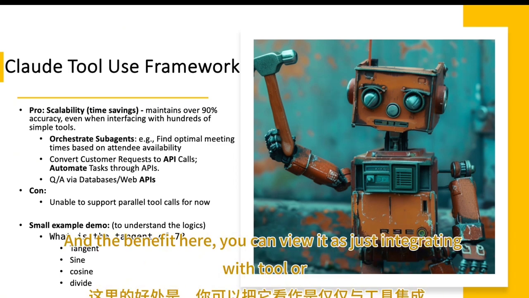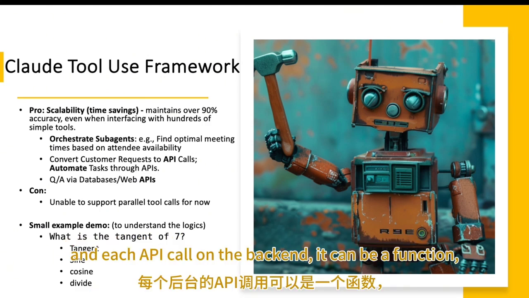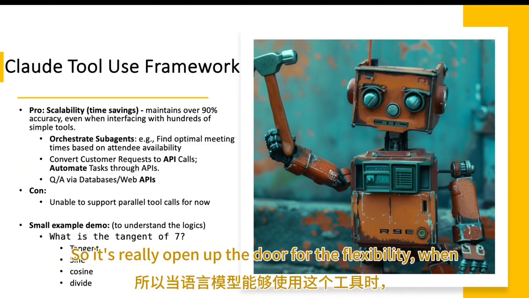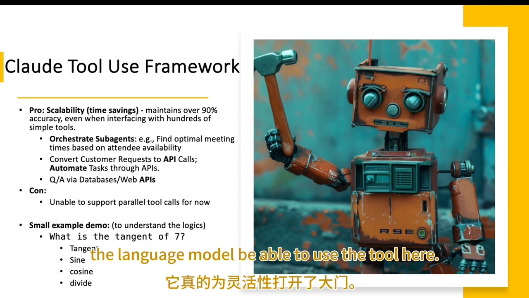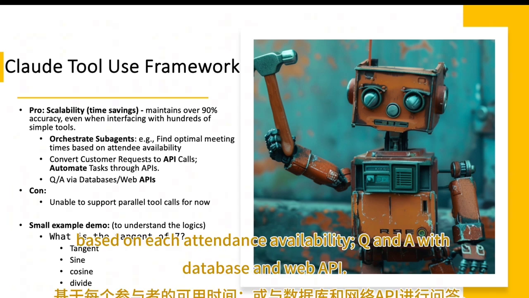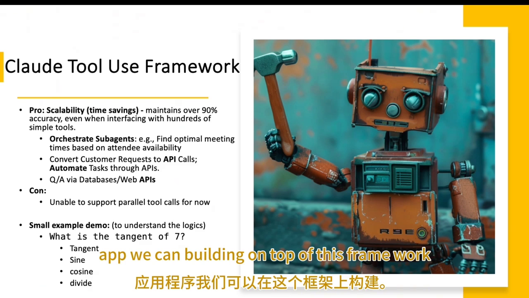And the benefit here, you can view it as just integrating with tools, where each tool is an API call. And each API call on the backend can be a function, a sub agent, or a web API. So it really opens up the door for flexibility when the language model is able to use the tool. For instance, I see some other people using it to optimize meeting time based on each attendee's availability, Q&A with database and web API. Yeah, so a lot of fancy apps we can build on top of this framework.